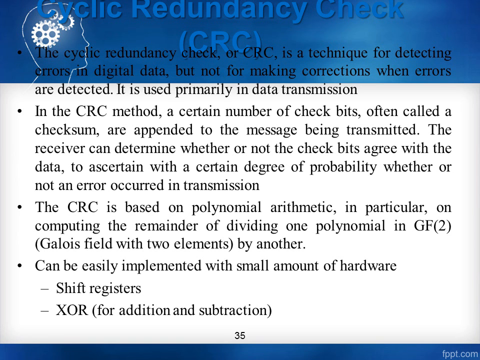This is cyclic redundancy check, which is a technique for detecting errors in digital data but not for making corrections. When errors are detected, it is usually primarily in data transmission. In a CRC method, a certain number of check bits, often called the checksum, are appended to the message being transmitted. The receiver can determine whether or not the check bits agree with the data to ascertain with a certain degree of probability whether or not an error has occurred. It can be easily implemented with a small amount of hardware with shift registers or XOR with addition or subtraction.